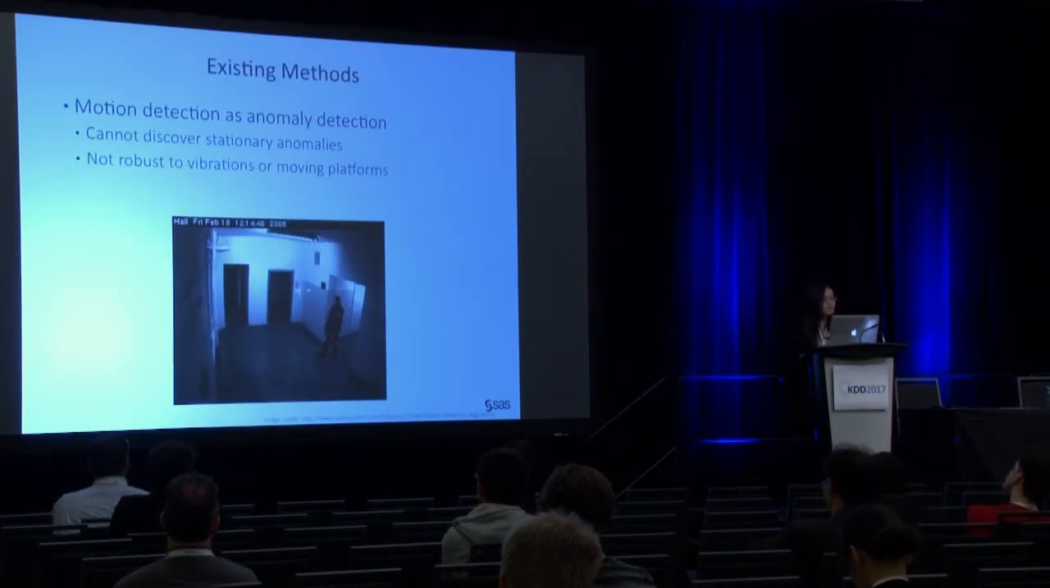There are a lot of existing methods in visual saliency detection. First, we can think of motion detection. This is good if you have a stationary camera, but the problem is, first of all, it cannot discover stationary anomalies, and it's also not really robust to vibrations.